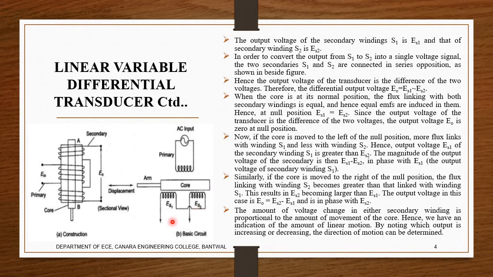The change in the voltage of either secondary winding is proportional to the amount of movement of the core. How much the movement has been done, that much voltage can be induced in the secondary winding, and we can take it to whatever we require. Hence we have an indication of the amount of linear motion. That's how the direction of the motion can be determined. How much the movement has been forward and backward, that much will be obtained here.